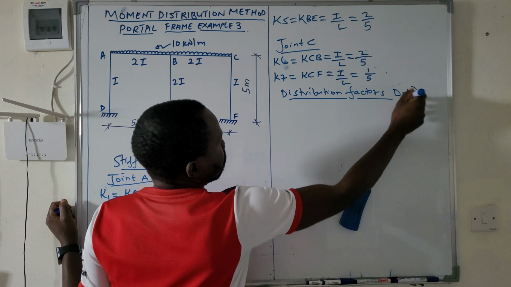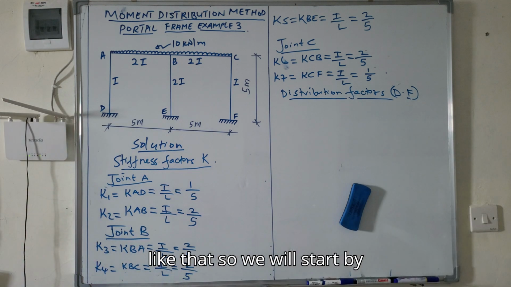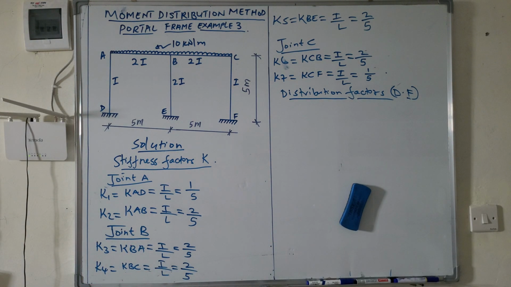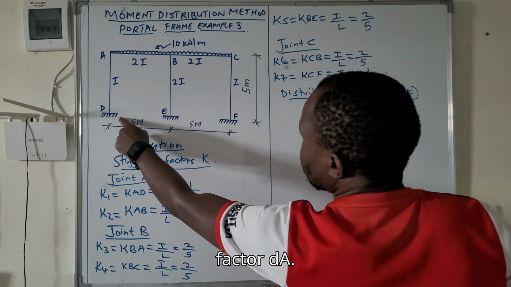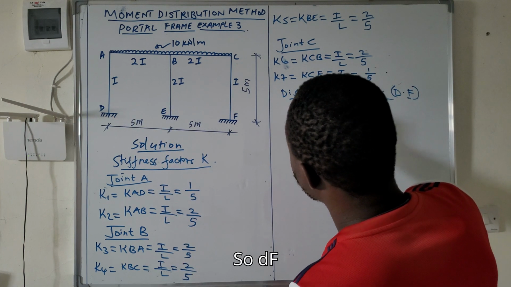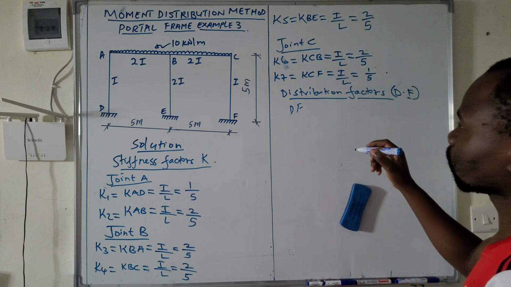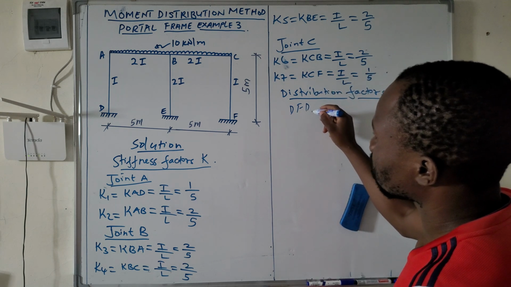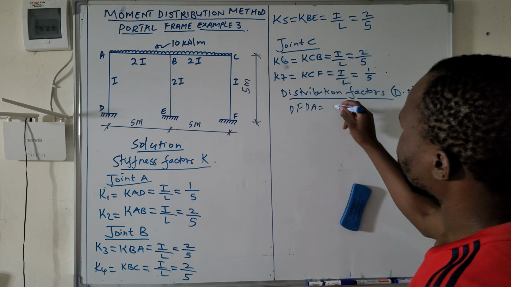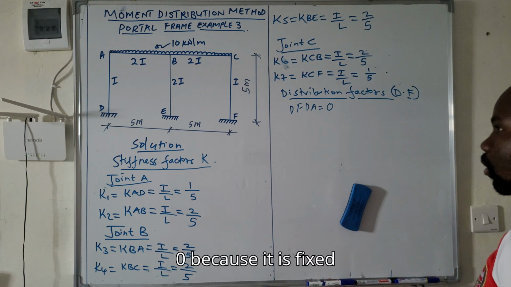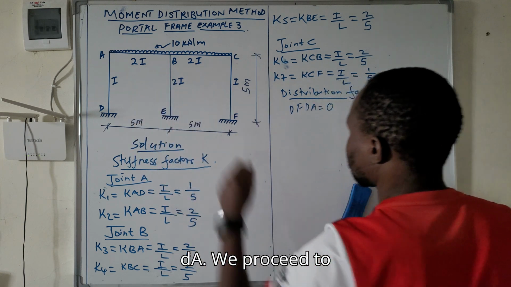DF, like that. So we will start by joint D. At joint D, we will have distribution factor DA, which is equal to 0 because it is fixed.